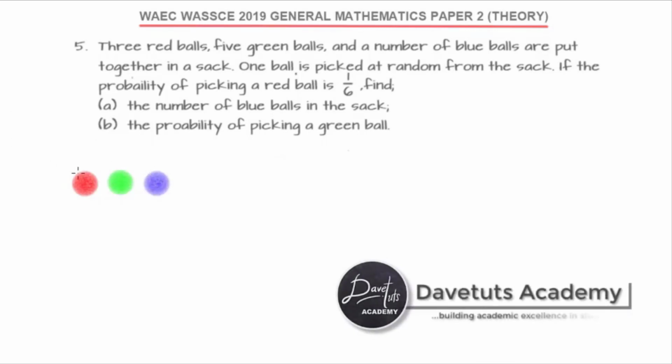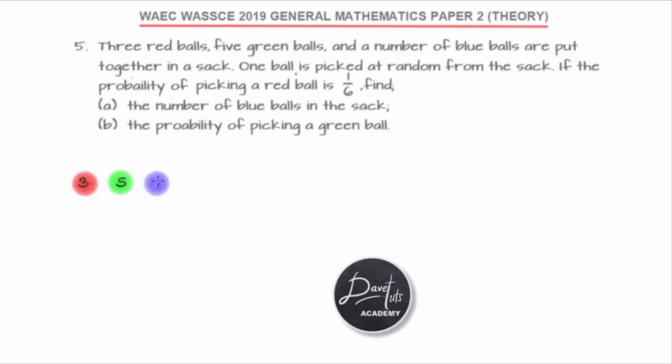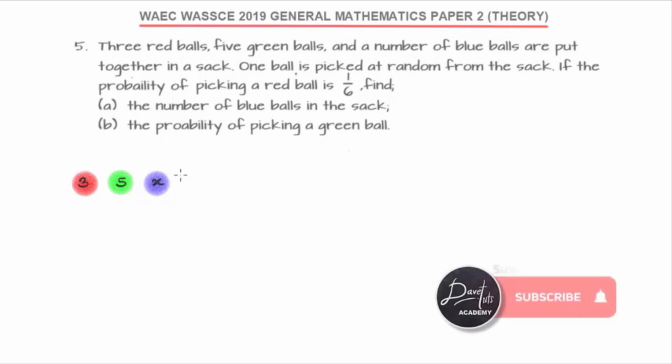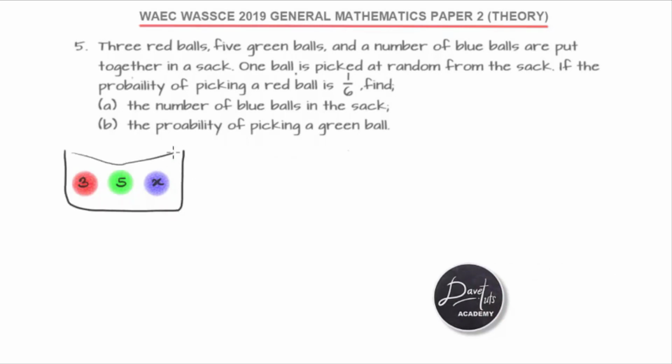We have 3 red balls, 5 green balls, and we don't know the number of blue balls. All are put together in a sack. Okay, we have our sack. And now, if one ball is picked at random, the probability of picking a red ball is 1 over 6.